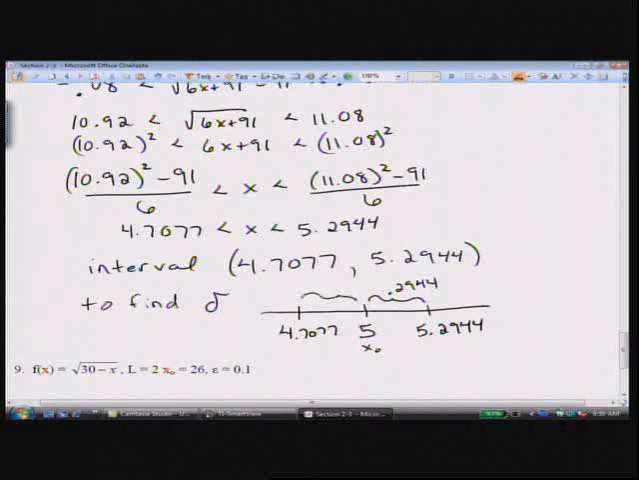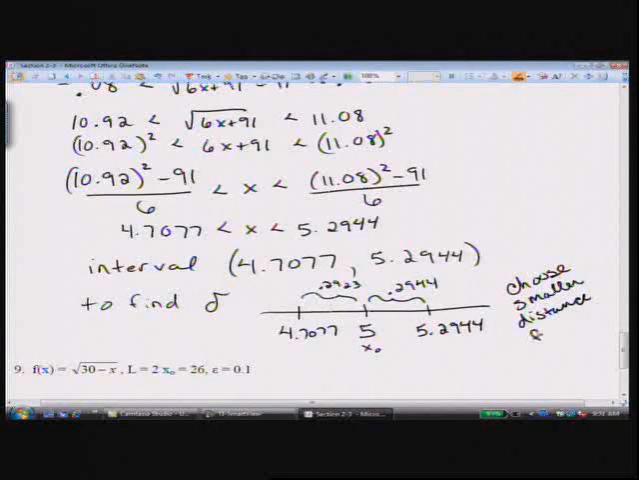This distance from the ideal to 4.7077 is 0.2923. You always choose the smaller distance for delta. That guarantees what you want to happen. So you always choose the smaller delta. Choose smaller distance for delta. So here, delta is going to be equal to 0.2923, because that's just a little bit smaller than 0.2944.